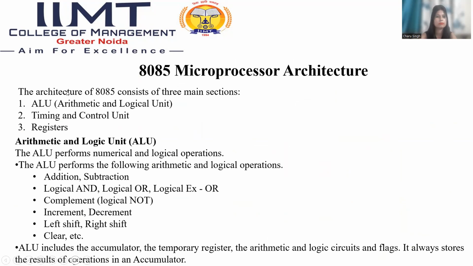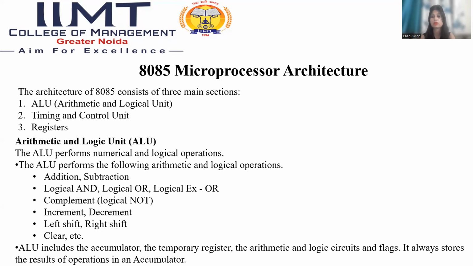Let's talk about some main sections: first of all, the arithmetic logic unit, the timing and control unit, and the registers. Basically, the ALU performs numerical and logical operations, like arithmetic and logical operations, and you know about the operations done by the ALU. The ALU also includes the accumulator, temporary registers, and the arithmetic and logic circuits.